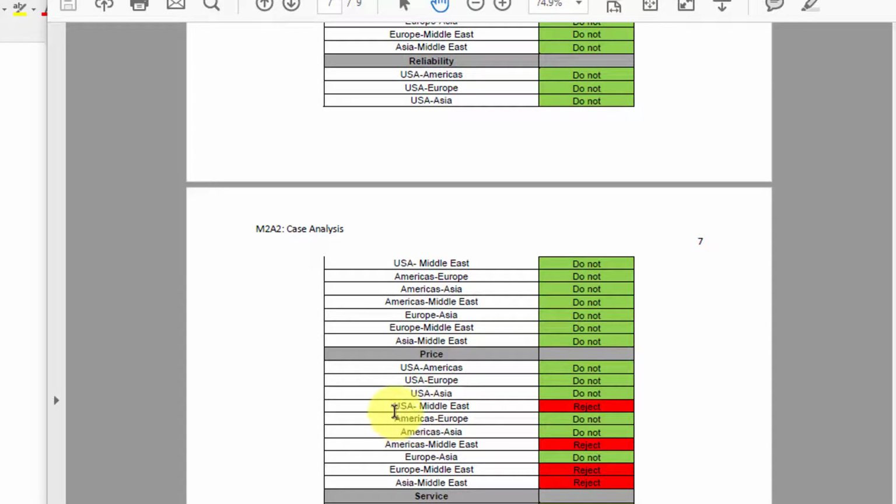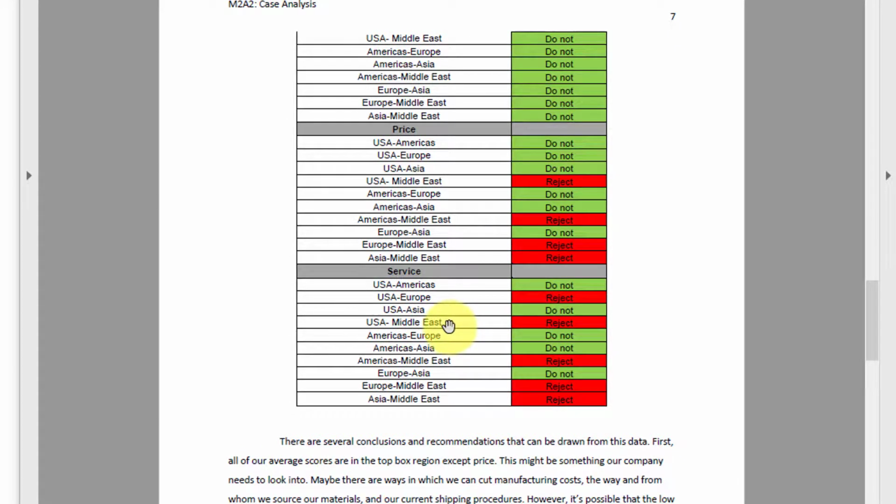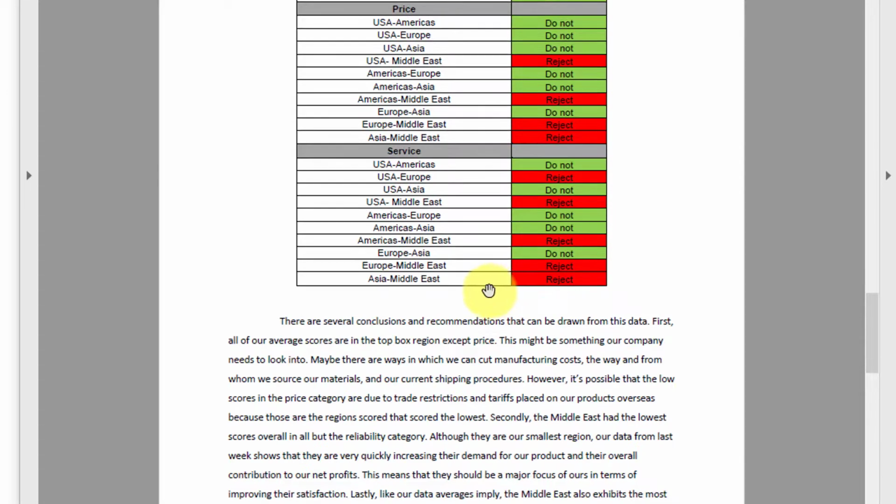For example, on price, again, USA and Middle East, but also Americas and Middle East, Europe and Middle East, and Asia and Middle East. All four of the regions are significantly different on price with respect to the Middle East, and the same thing on service. Well, as a matter of fact, USA and Europe are different on service. USA and Middle East are different on service. Americas and Middle East are different. Europe, Middle East, and Asia, Middle East. So Middle East really has some problems there.